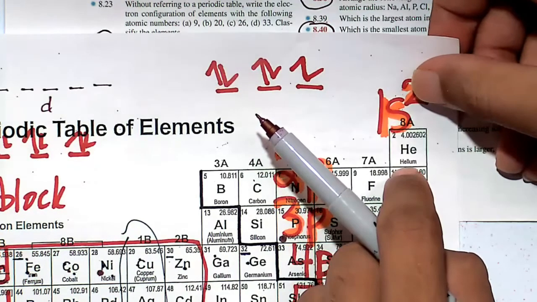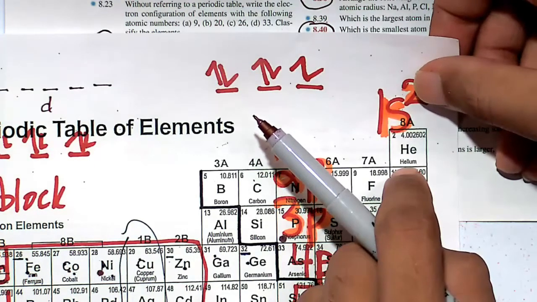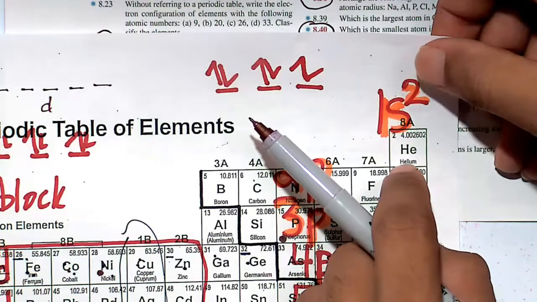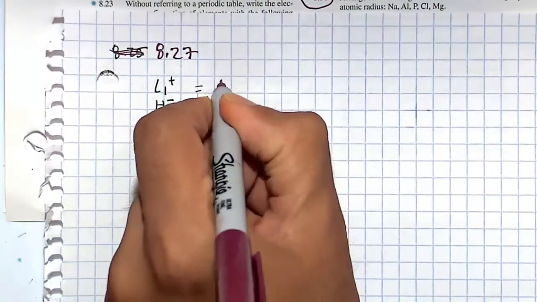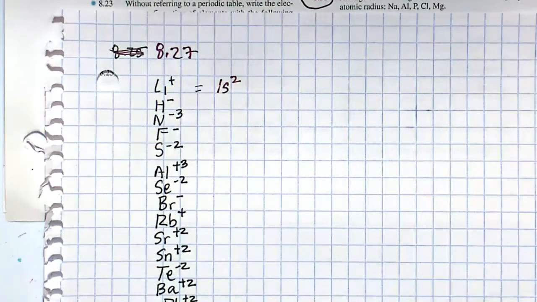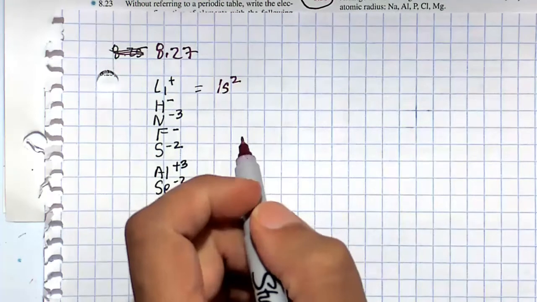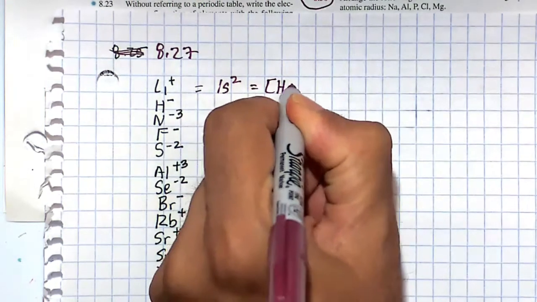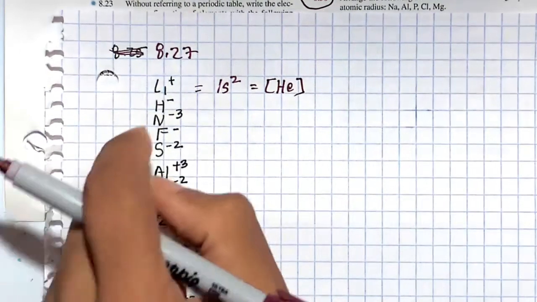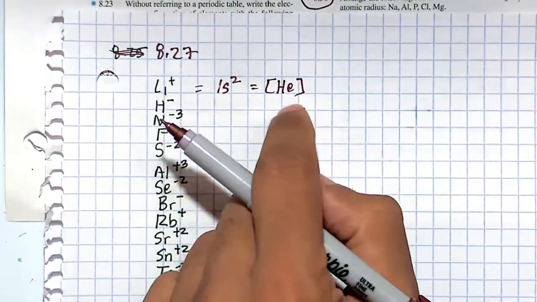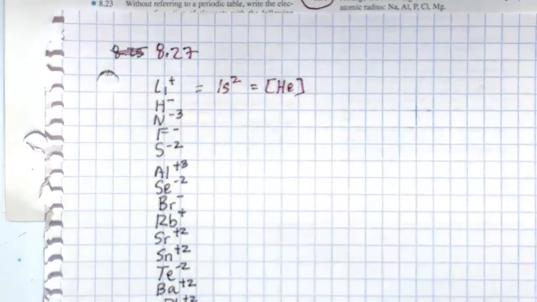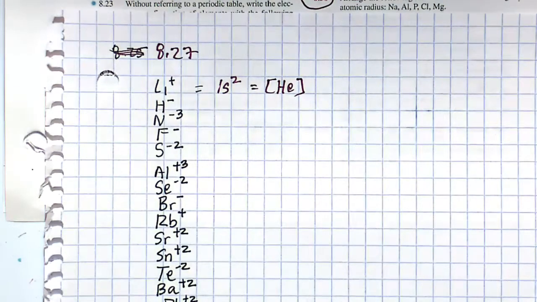So the electron configuration of lithium plus is going to be the same as helium, and the electron configuration of helium is 1s2. If we want to write the ground state, that's just writing everything out without using the nearest noble gas. So for lithium plus, that's going to be 1s2, which is actually the same thing as the electron configuration of helium. So lithium plus as an ion and helium as a neutral element have the same electron configuration. We call that term isoelectronic.